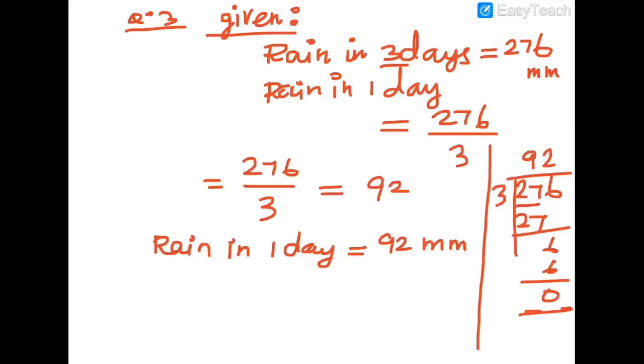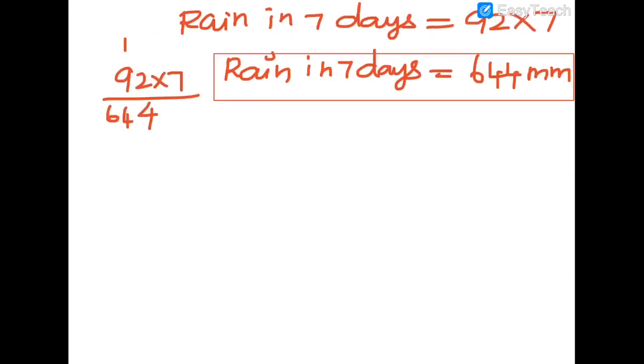Okay, so I will revise this problem. Just look at that. Rain in 3 days, how much is given? 276 millimeter. So we have to find rain in 1 day. So 276 divided by 3. Dividing gives 92 millimeter. This is for 1 day. And the required period is 7 days. So we have to multiply with 7, and we will get the 7-day amount.